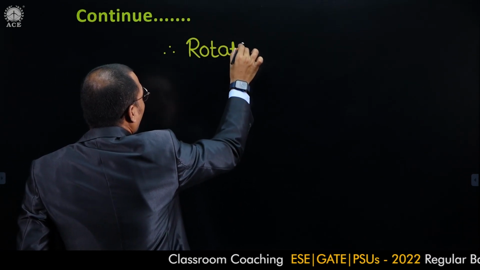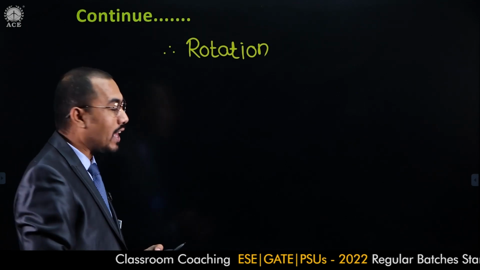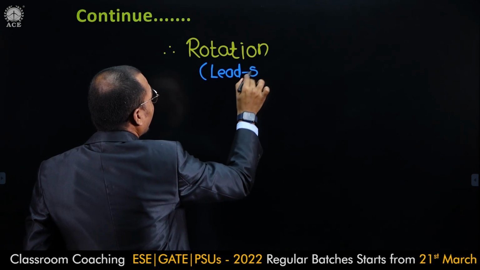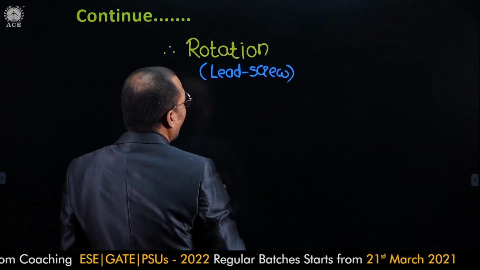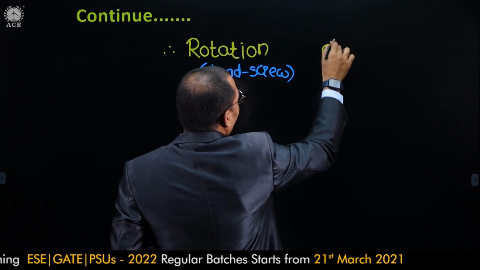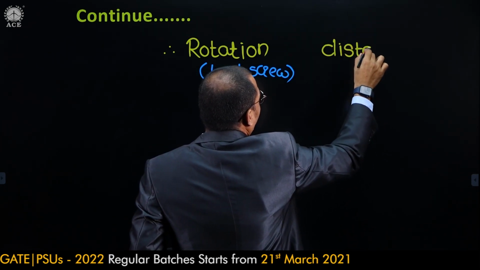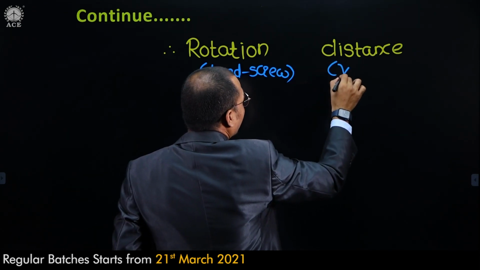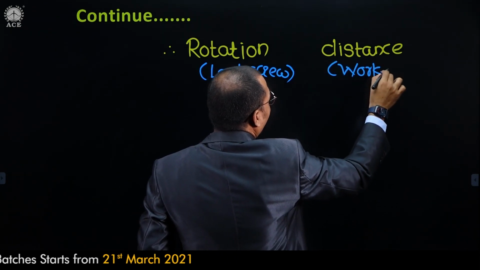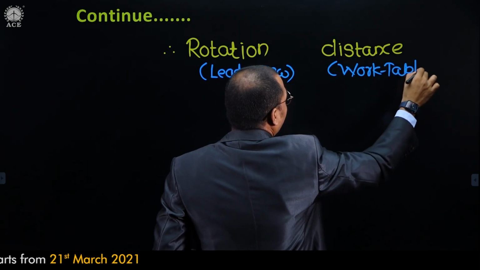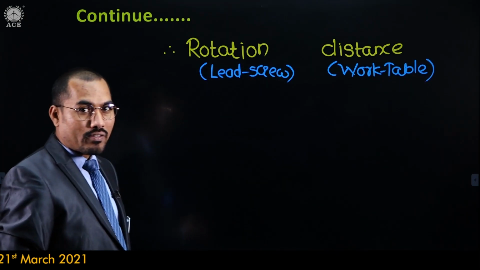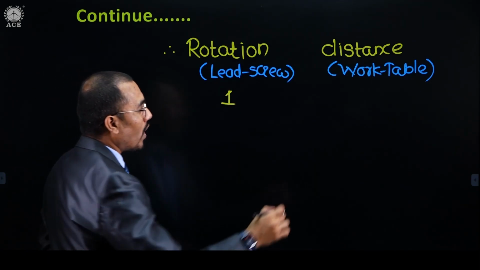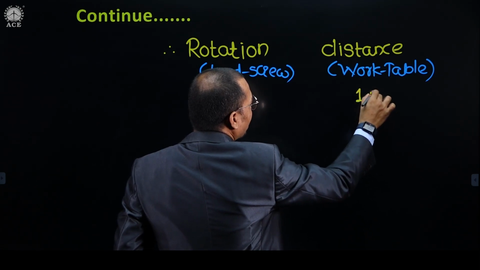So I'll ask the question simply: who is rotating? The lead screw is rotating. So I'll write rotation of lead screw, and distance. Who is traveling a distance? The work table is traveling a certain distance. If my lead screw rotates by 1 complete rotation, the work table will travel a distance of 1 millimeter.